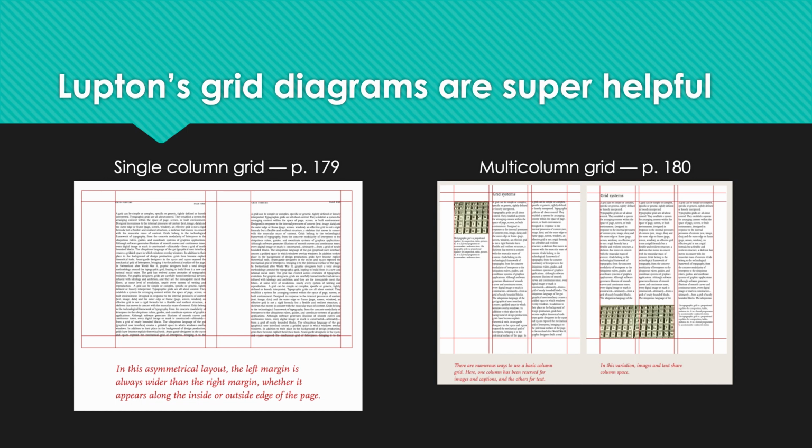Throughout the book, I hope you'll appreciate the way that Lupton diagrams grids. I've got two examples here, and there's many, many more, where she uses red lines to show where the grids are. And of course, I've done the same thing in this presentation. I encourage you to do this work. Find some designs and see if you can trace the grids and see the underlying structures that designers are working with.